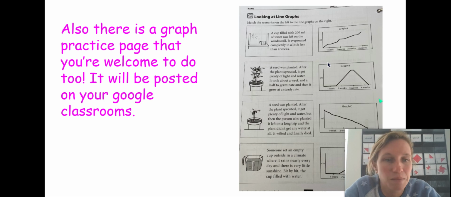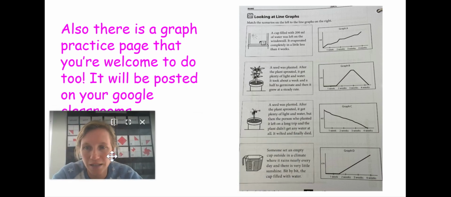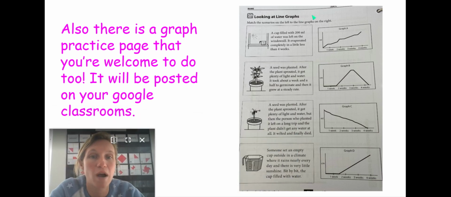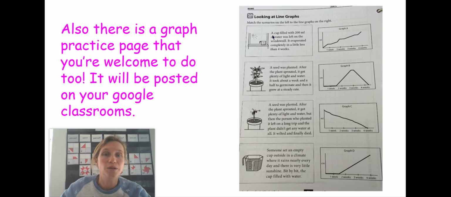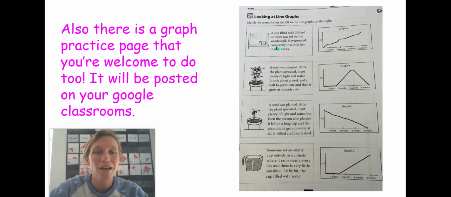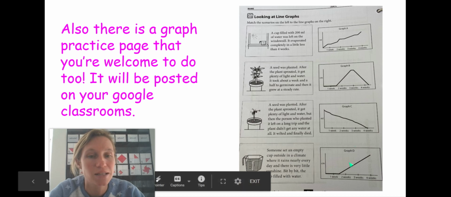On Google Classroom, let me move myself over here, or on your Google Classrooms, there is a look at line graphs practice page. And what I'd like you to do is read the text and look at the picture in the box and match them to the graph that makes the most sense. So for example, if I looked at the first text box, a cup filled with 200 mLs of water was left on the windowsill. It evaporated completely in a little less than 4 weeks. I would be looking for the exact same graph that matched that text box.